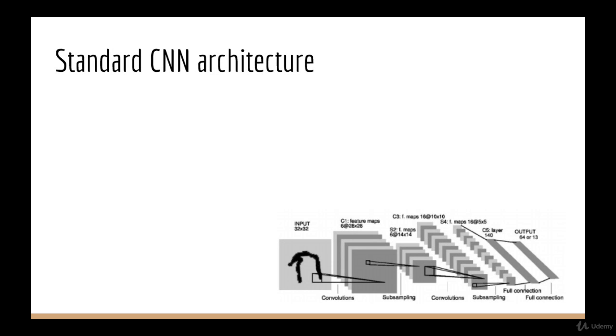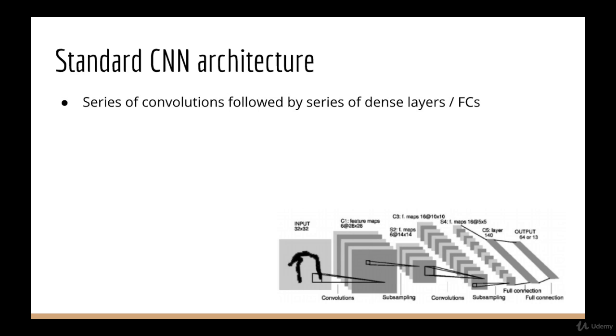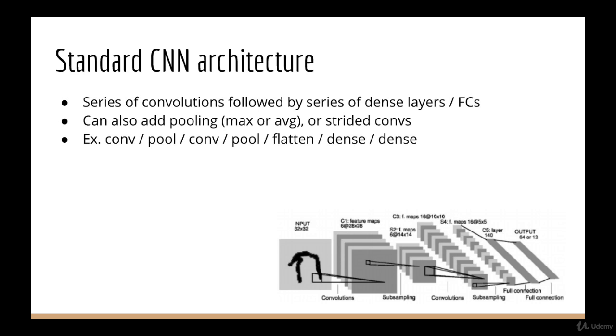Now that we've talked about convolution, what does a full convolutional neural network look like? Well, the standard architecture, inspired by the original LeNet, is basically a series of convolutions followed by a series of fully connected layers or dense layers. We also add pooling, which can be of the max variety or the average variety, to downsample the image after certain convolutions. So a standard architecture would be like this: conv, max pool, flatten, dense, and then a final dense with softmax.